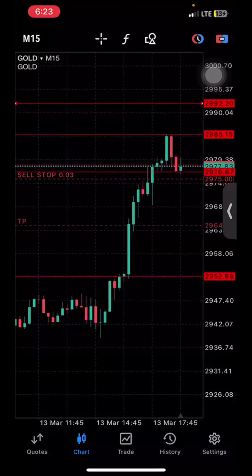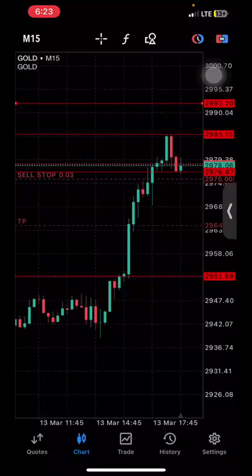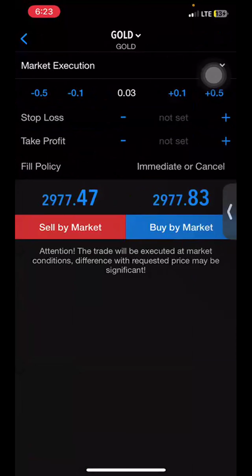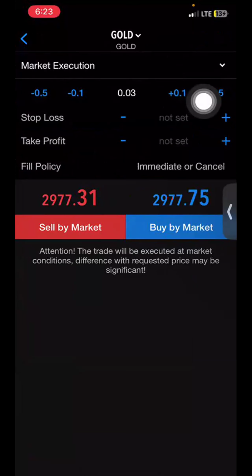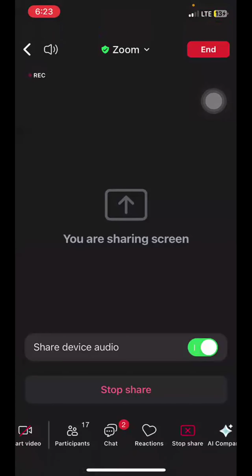Now, okay, let's say I want to enter this trade. This is my demo account, guys. So I want to take this trade, right? And I click trade, good, right? So you can see where we have after market execution, right? You can see where we have numbers up here, minus 0.5, minus 0.1, 0.03, and so on. Can you guys see it? The numbers at the top. Can you all see it?